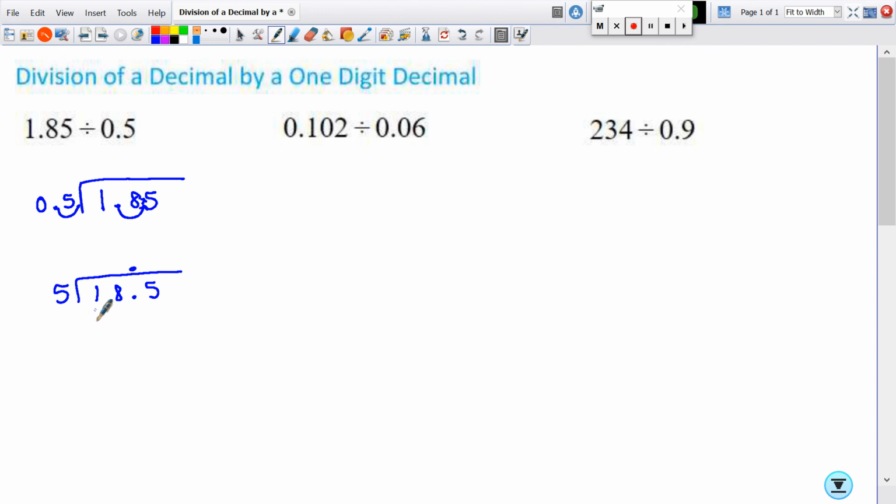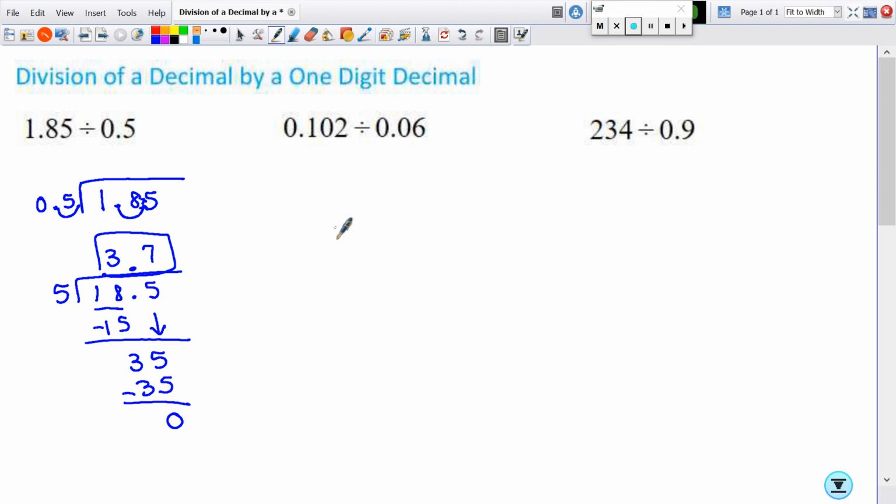So 5 doesn't go into 1, but it goes into 18. 5 goes into 18 3 times. Multiply. 3 times 5 is 15. Subtract. 18 take away 15 is 3. Bring down the 5. 5 goes into 35 7 times. Multiply. 7 times 5 is 35. Subtract. 35 take away 35 is 0. And when you get to 0, you are finished.